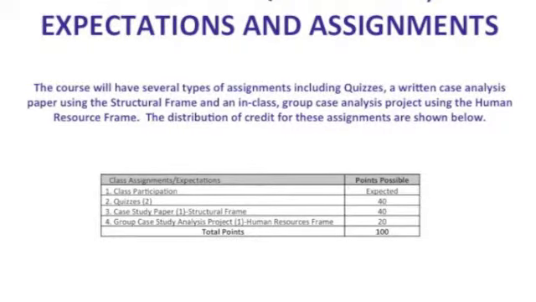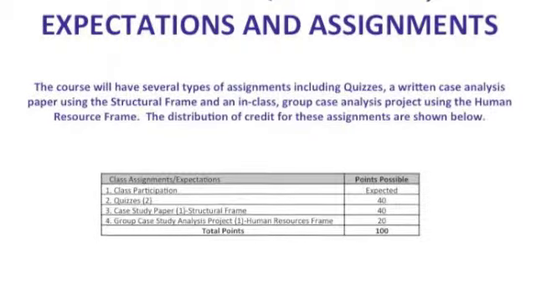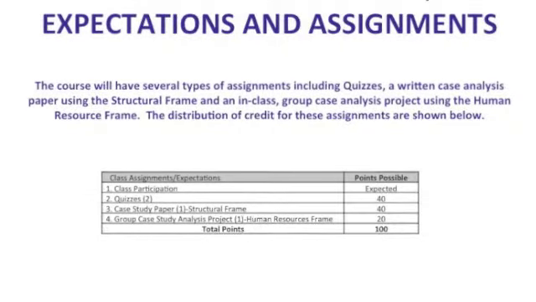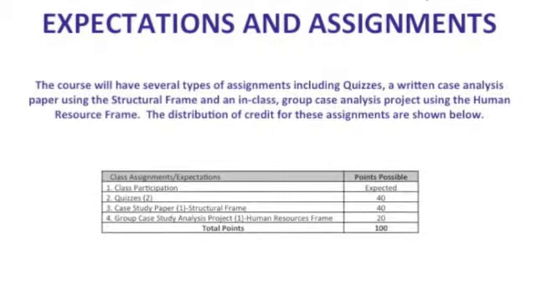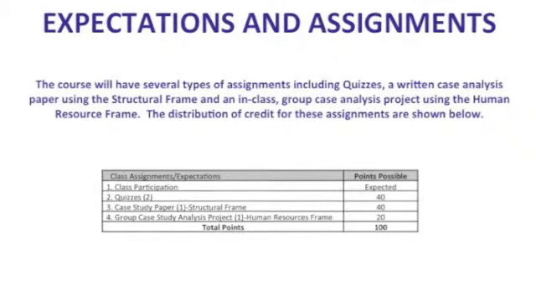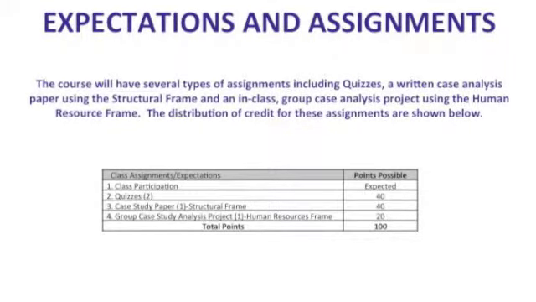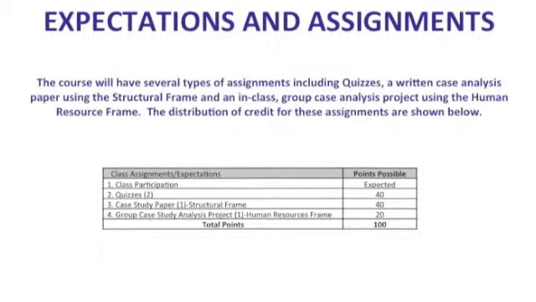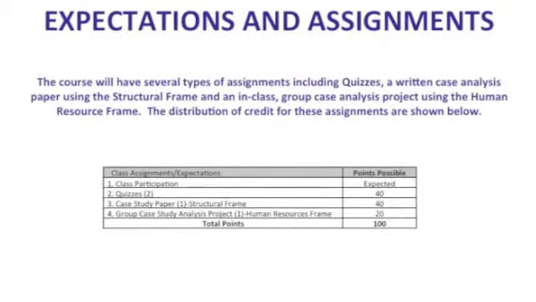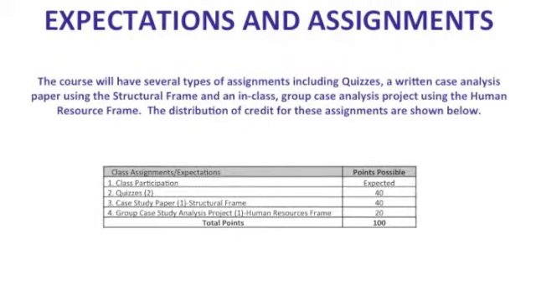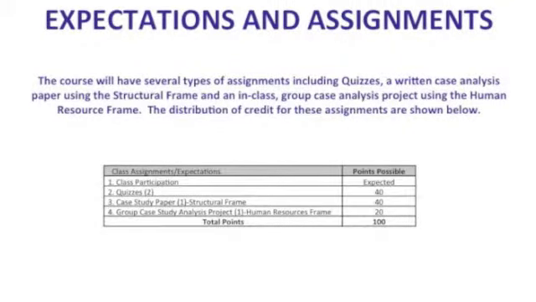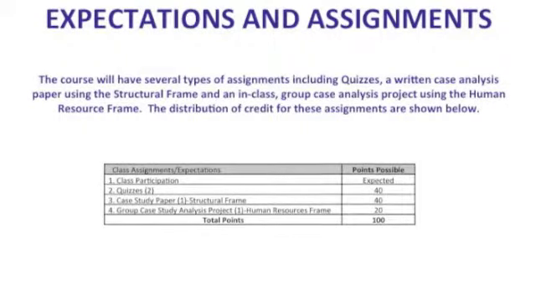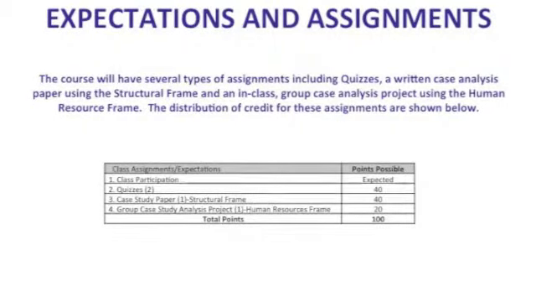First, class participation. That's expected. Second, there will be 2 quizzes. One quiz will focus on the structural frame and one quiz will focus on the human resource frame. The total points for both quizzes is 40 points. You'll do 1 written case study on the Robert F. Kennedy case. You'll use the structural frame to conduct this analysis.